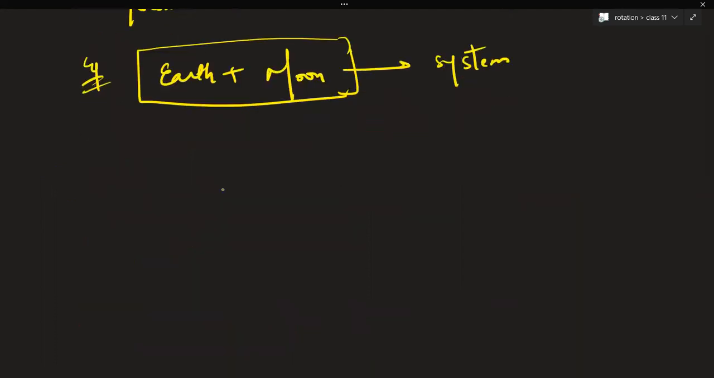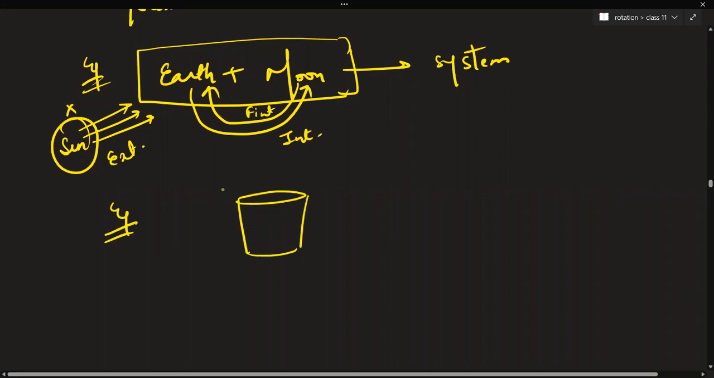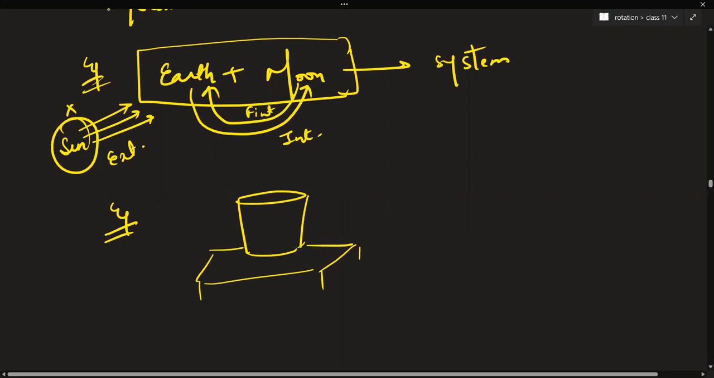It means whatever forces Earth generates on Moon will be internal forces. Whatever forces Moon generates on Earth will also be internal forces. If I say Sun exerts certain forces on Earth, this becomes an external force, because it is not a part of your system right now. Even on a very small scale, let's say a glass is kept on a table. Now see, if a glass is kept on a table, what will be, according to you?